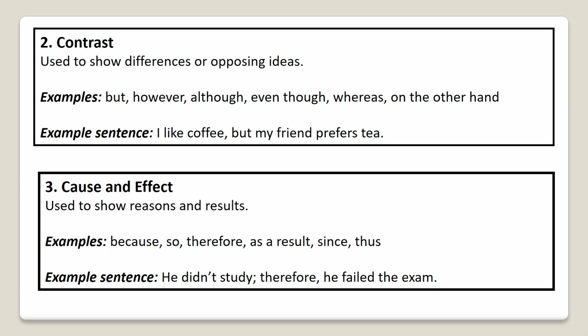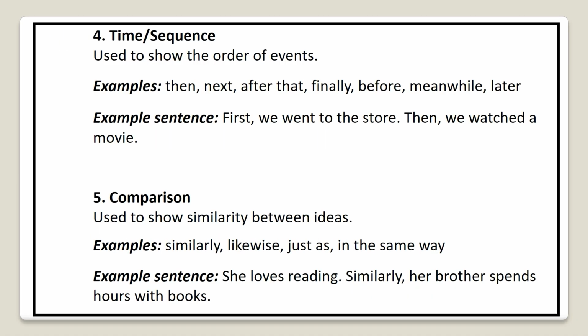Number 4 is the time sequence. The connecting words for telling the time sequence are used to show the order of events. Here these words are used to show the order of events, for example, then, next, after that, finally, before, meanwhile, later. So these types of words tell the time sequence.